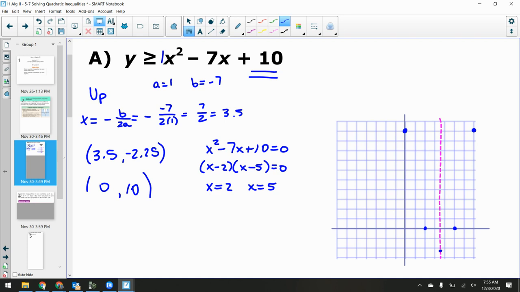All right, so I pretty much figured out where my boundary line is, right? So now I decide, is this going to be a dotted or solid parabola? Solid, because there's an or equal to. Okay, so I'm going to graph that in now. Do the best you can to be as accurate as you can. At this point, I'm going to go in and erase my axis of symmetry.